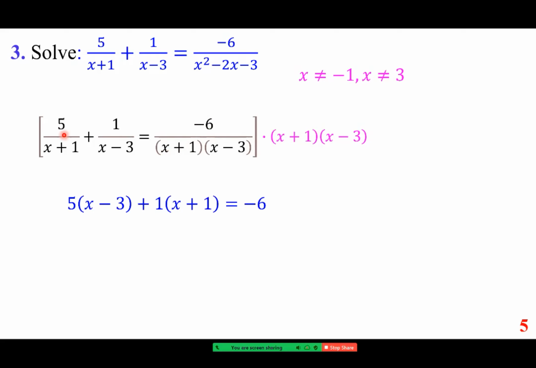So again, when you multiply these two, x plus 1 goes away, 5 times x minus 3. You multiply these two, x minus 3 goes away. And the right side, everything drops and you're left with the numerator. And now practically it's a linear equation, very simple to solve. We are going to distribute the 5. 5x minus 15 here, plus x plus 1. The right side doesn't change.